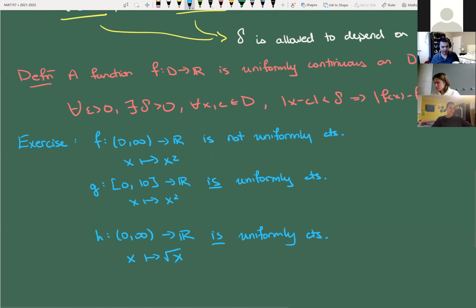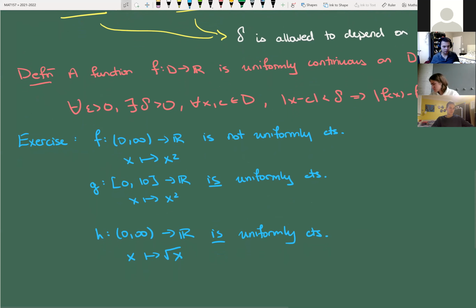Stephen, did I answer why x squared was not uniformly continuous for you?